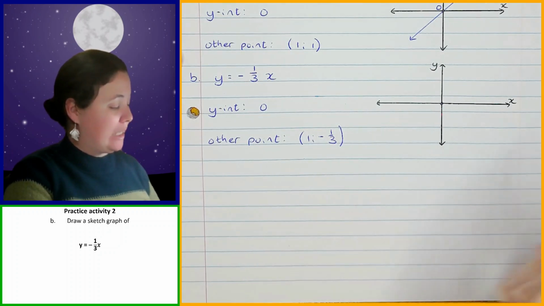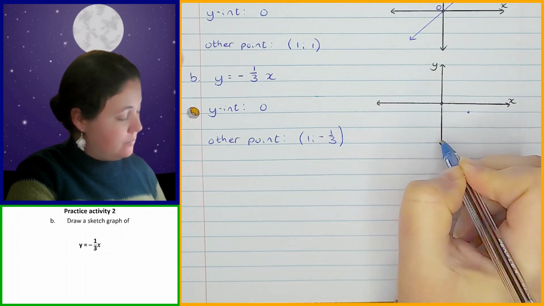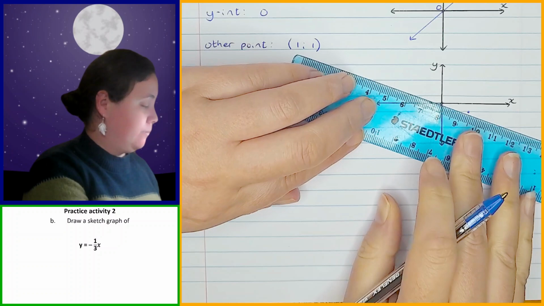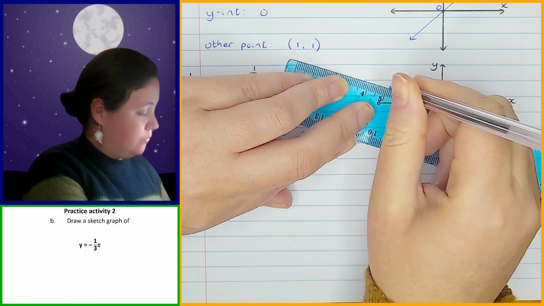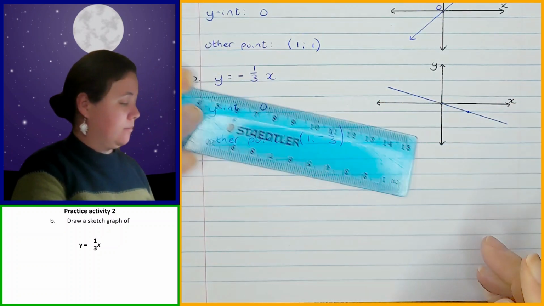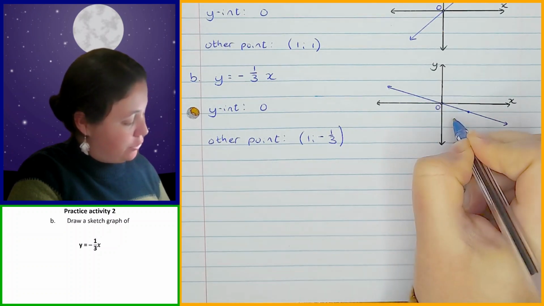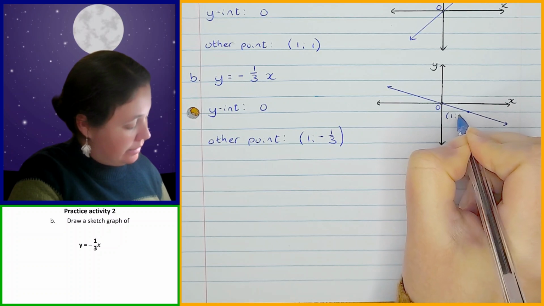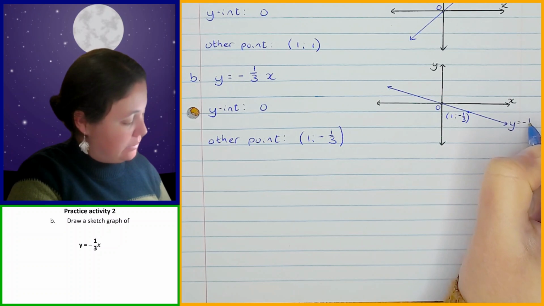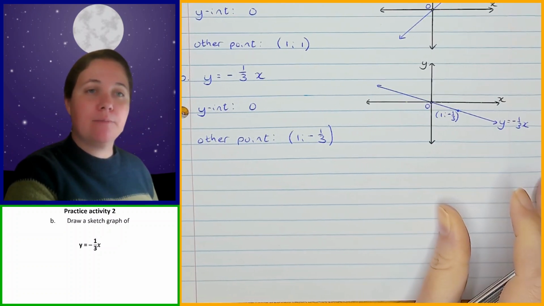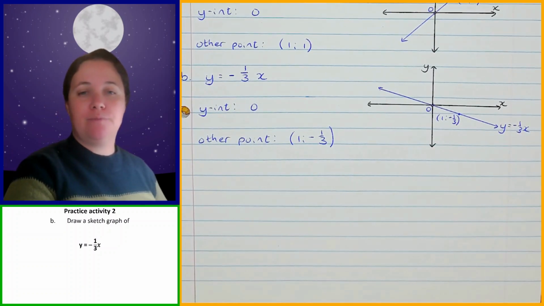Okay, so I'm going to go and plot that over here. So 1, negative a third is going to be something like this. So now I can go and join that up. Okay. So that's my origin 0 over there. This is 1, negative 1/3. And my equation y equals negative a third x. Okay, so that's what you should have got for question B. Right, let's go on to another example.